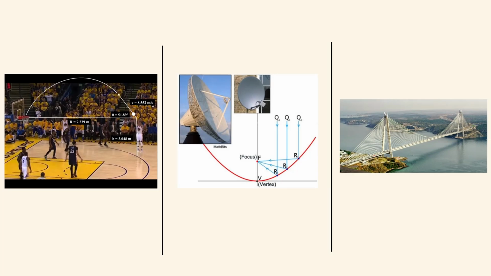Parabolas aren't just something you find in maths, they're also in the world around us. For example, the path of any object thrown in the air, like a basketball, follows a parabolic curve. Satellite dishes and telescopes use parabolic shapes to focus signals and light to a single point. Even the design of some bridges incorporates parabolic shapes to help with structural strength.